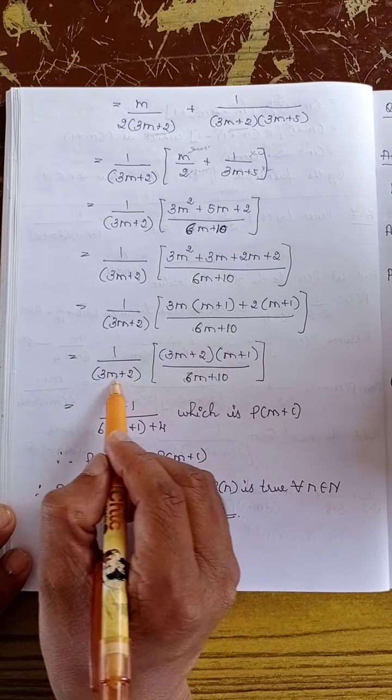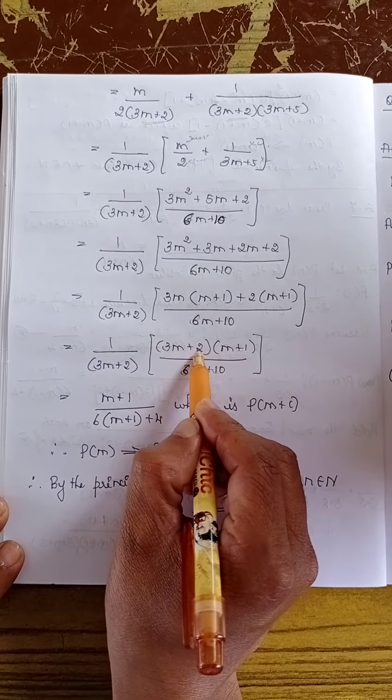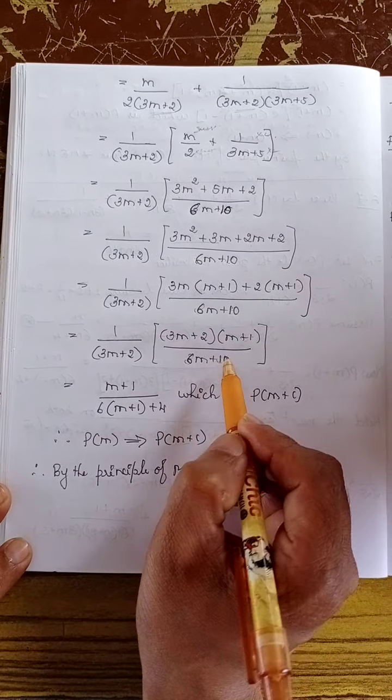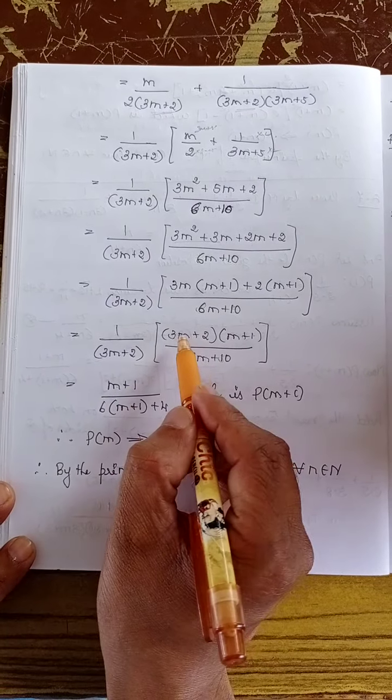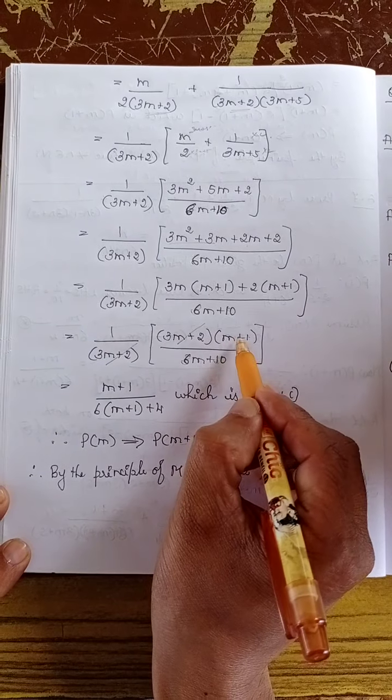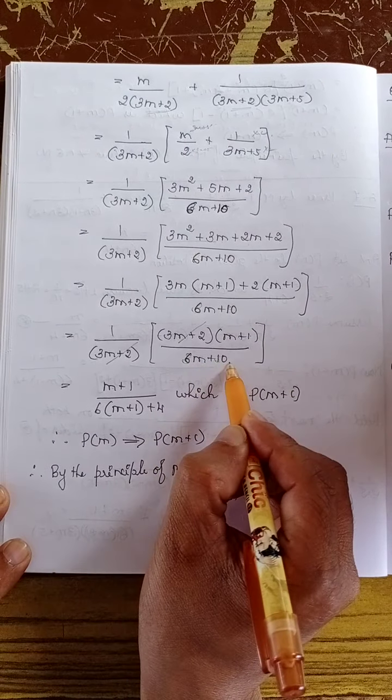That is equal to 1 by 3m plus 2 into (3m plus 2) into (m plus 1). These factors divided by 6m plus 10. That is equal to m plus 1. Here we have 3m plus 2 and 3m plus 2 getting cancelled. Then remaining m plus 1 divided by 6m plus 10.